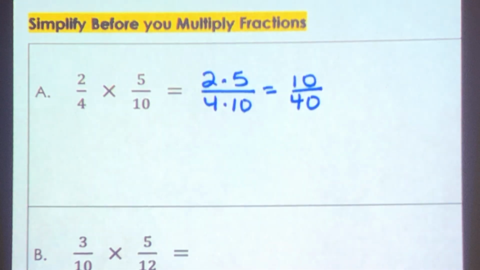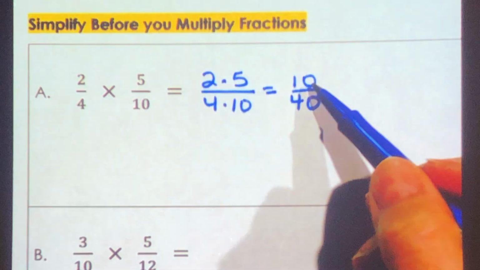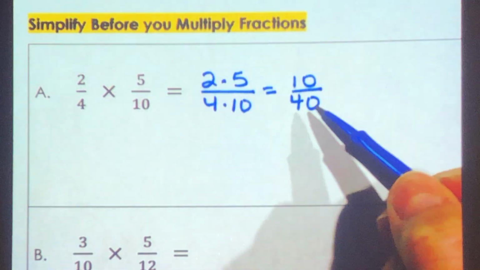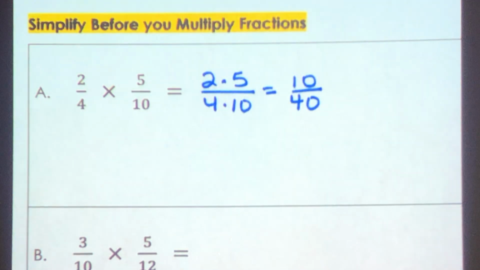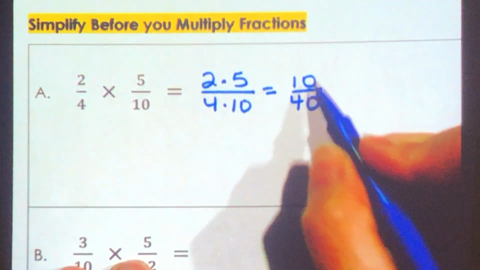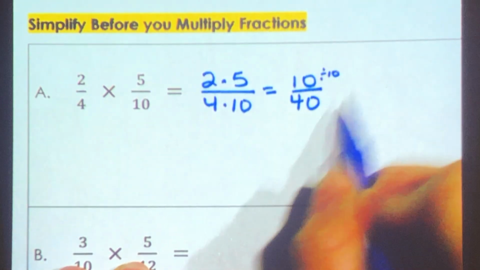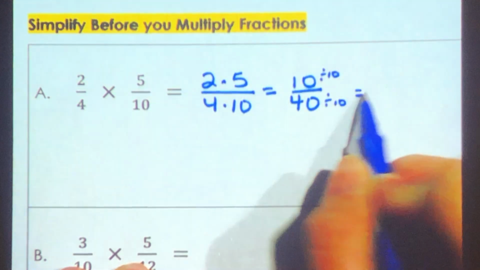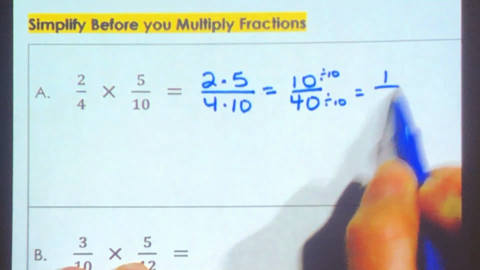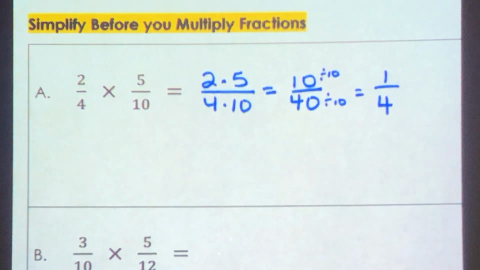So 10/40, that is not simplest form. So we have to think about what is the largest number that will divide into both 10 and 40. And the largest number that will divide into both 10 and 40 is 10. So 10/40 wouldn't be the simplest form. I would have to divide both my numerator and denominator by 10 to get 1/4. So the answer to 2/4 times 5/10 is 1/4.